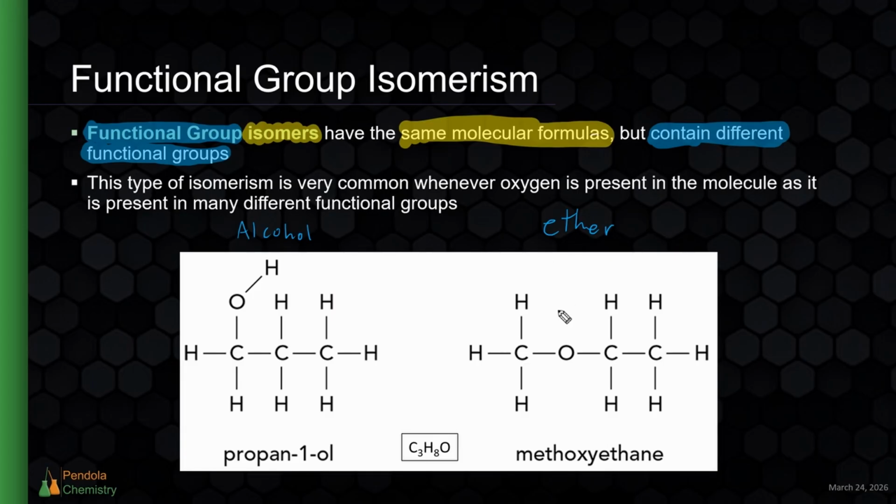That's what an ether is. It's an oxygen bridge that bridges 2 different carbon chains. This will be methoxymethane. You don't need to know how to name this, but this is a functional group isomer of propan-1-ol, because we still have 3 carbons, 1 oxygen, and 8 hydrogens, but now we have an ether instead of an alcohol. So these are functional group isomers of each other.